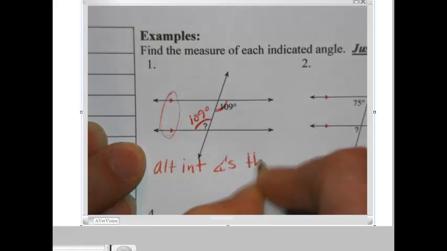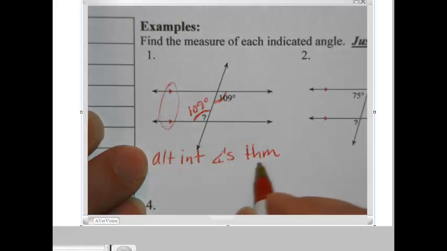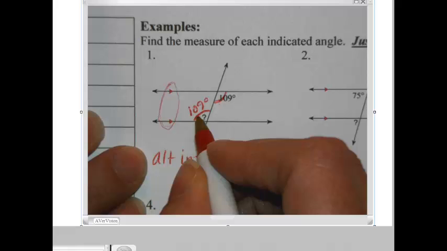You are allowed to either write out that theorem, or you can just name the theorem. This abbreviation right here is for theorem. Don't pronounce it thum. That's an abbreviation for theorem: alternate interior angles theorem. Since these are alternate interior angles, they have the same measure.